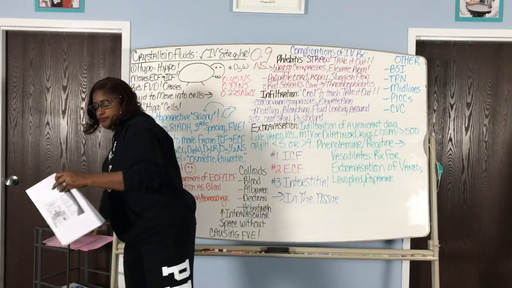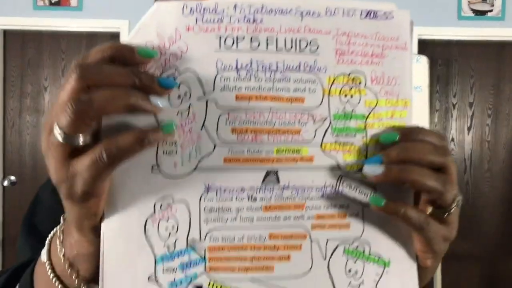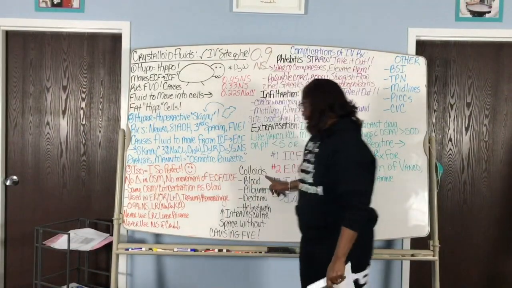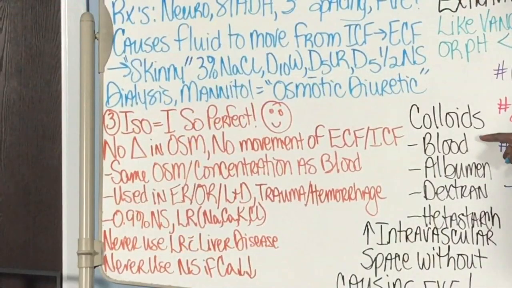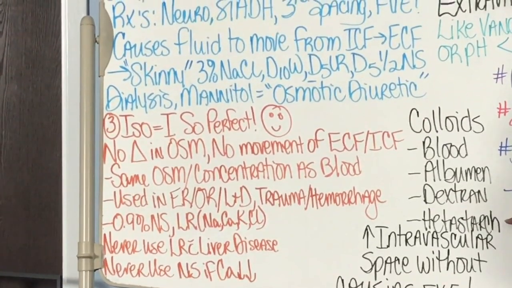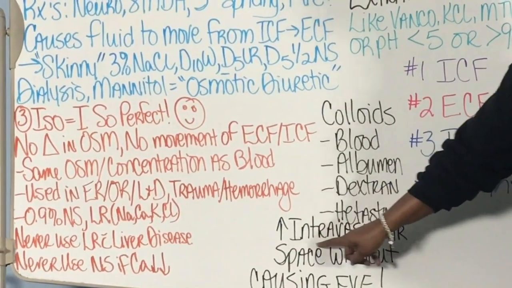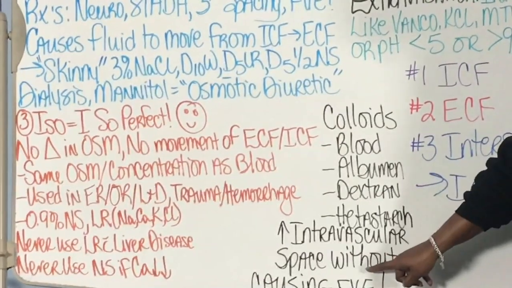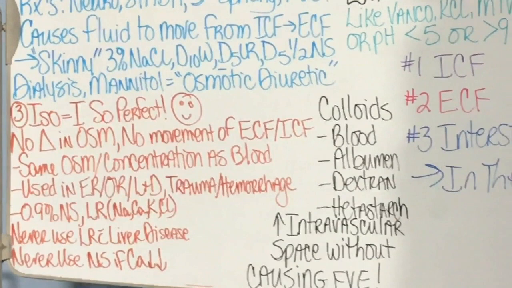Now, I did make some pretty colors on my page, and I want you to add one last thing. Here's all the pretty colors I made. Here's the last thing. Colloids are solutions you cannot see through. They include blood, albumin, dextran, and hetastarch. You have to know this. It increases the intravascular space without causing fluid volume excess.